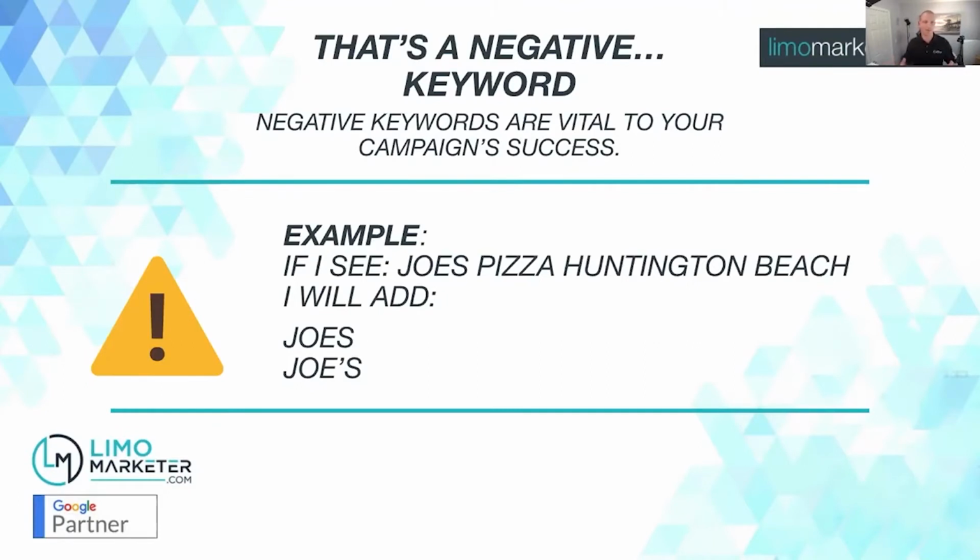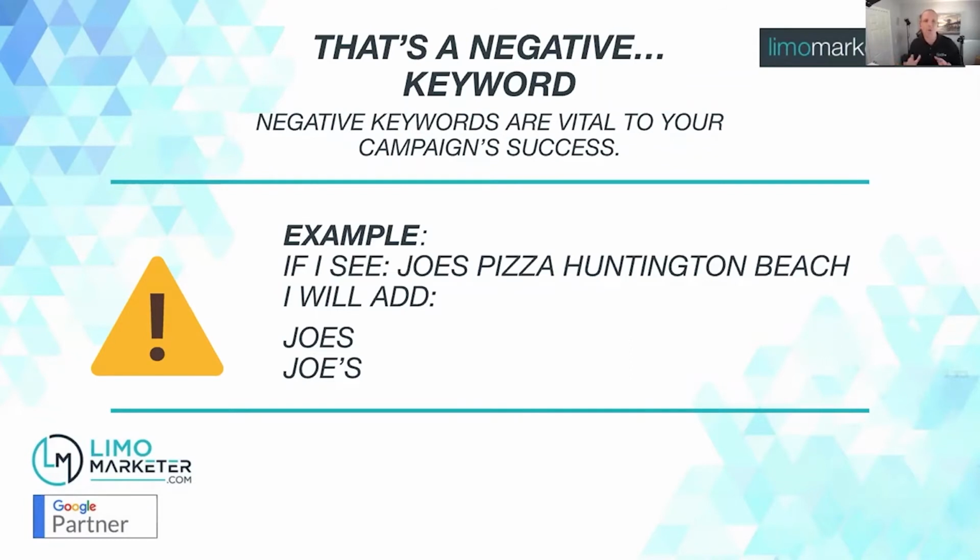And let's say it's a guy's name. So Joe. If I see Joe's Pizza Huntington Beach on my search query report, my search term report, what I want to do is I actually want to add Joe's as a negative keyword, but I also want to add the apostrophe S. I would probably also add Joe. So I would have Joe's with the apostrophe, and then I would just add Joe as well, because they just might search Joe Pizza Huntington Beach. And so very important to add your competitors on your negative keyword list.